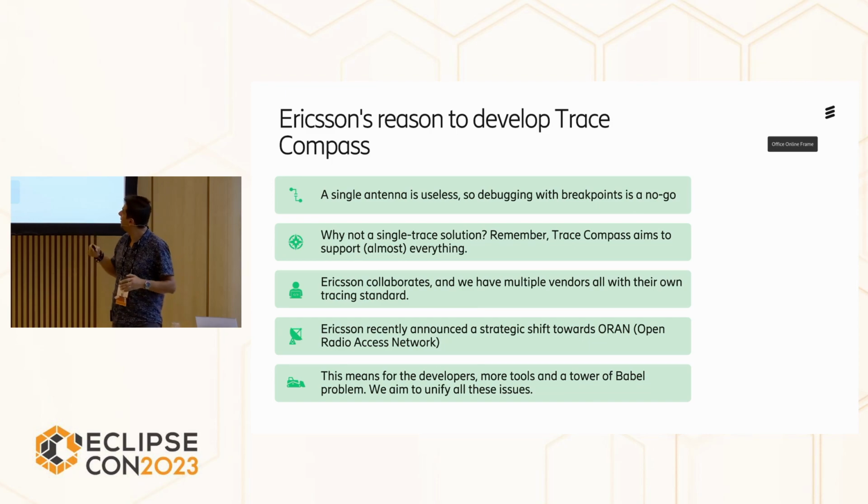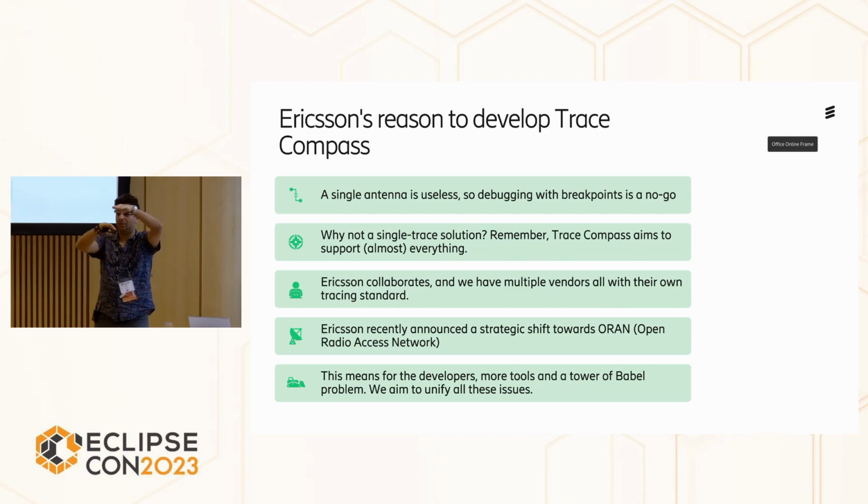So, you know, we are announcing that we are doing a strategic shift towards ORAN. This means that we have more reliability constraints, so we need to troubleshoot fast on the field. And for the developers, we have this main Tower of Babel problem. So Trace Compass' game is to take all the formats and make them into an IR, or intermediate representation, which then passes through compute modules and can display the results.